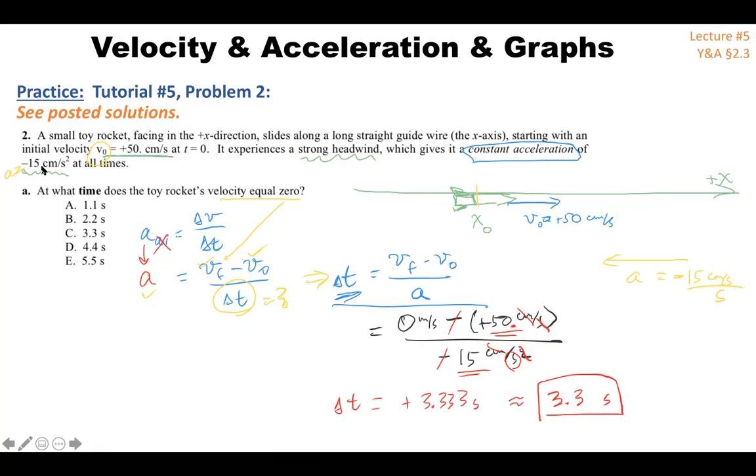All right, so now we know what's happening. During the first 3.3 seconds, this rocket slows down, slower and slower, and then at 3.3 seconds, it pauses. If the headwind keeps on blowing after that, then the rocket will start to speed up in the negative direction, and it will get faster and faster as long as that headwind keeps on blowing. So it slows down, then it turns around, and then it starts to increase in the negative direction like that.